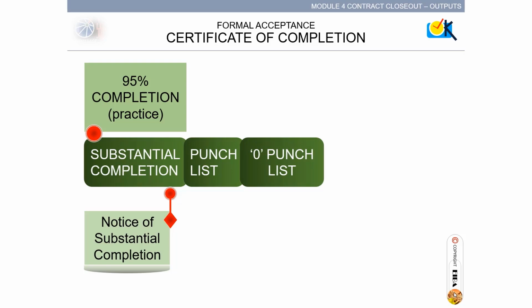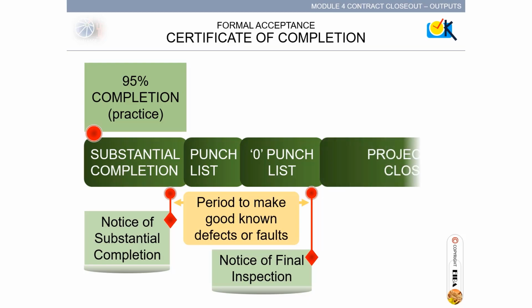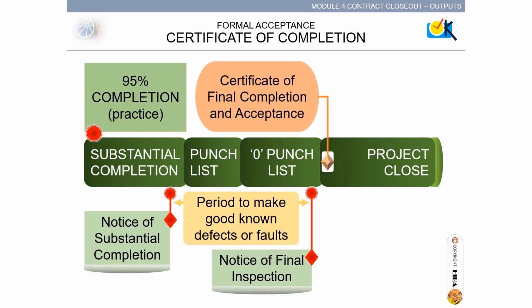Zero punch list is achieved when the constructor has addressed the listed items. The period to make good known defects or faults is from punch list to zero punch list. At the point of zero punch list, notice of final inspection is issued by the constructor. On recognition by the owner of the notice and the acceptance of completed punch list, the project close process commences. Constructor formalizes the Certificate of Final Completion and Acceptance. Formal acceptance is issued, or the Certificate of Final Completion and Acceptance is signed by the owner.